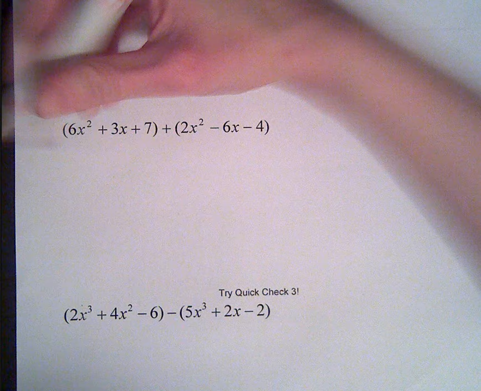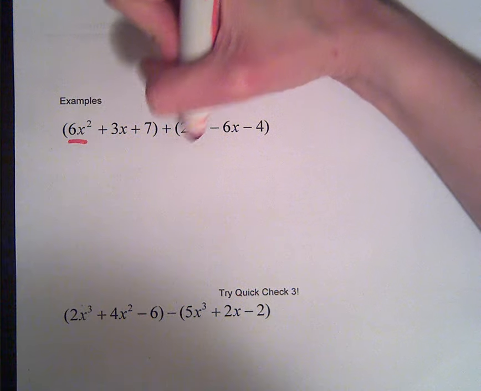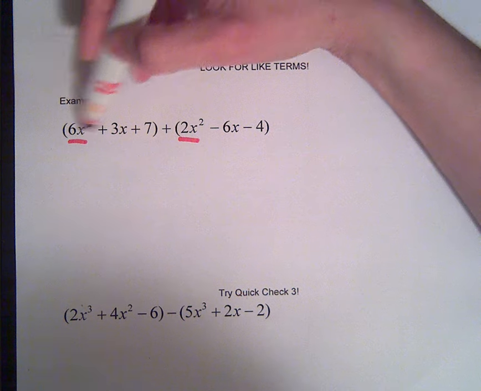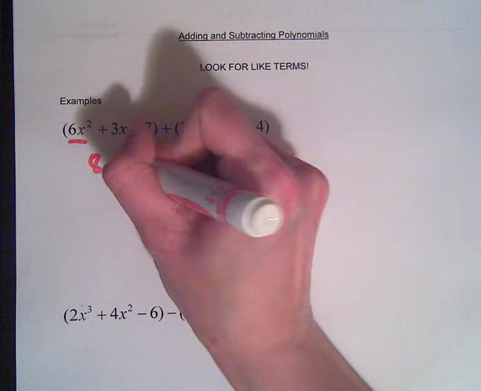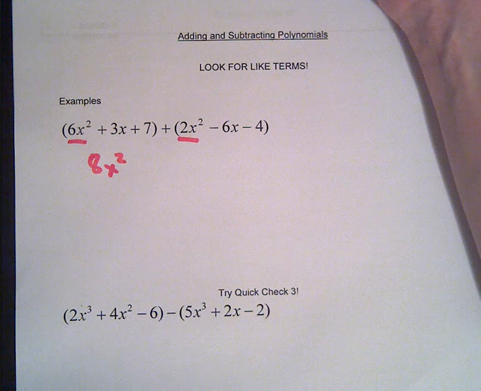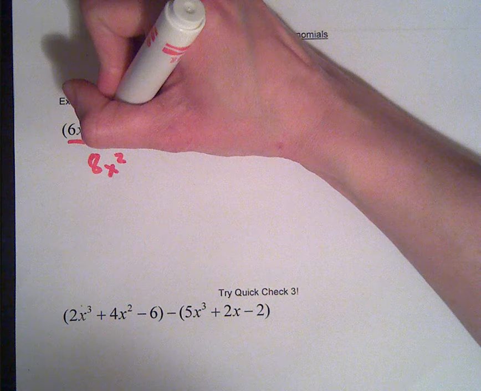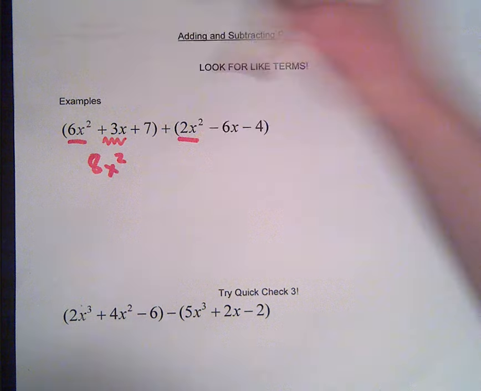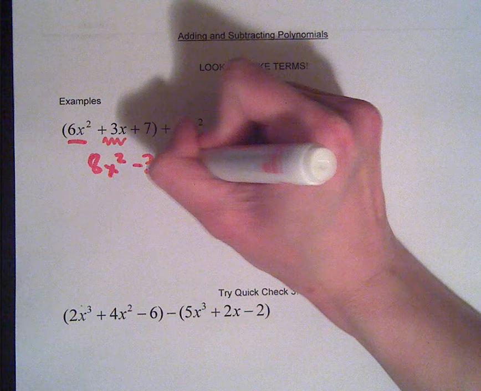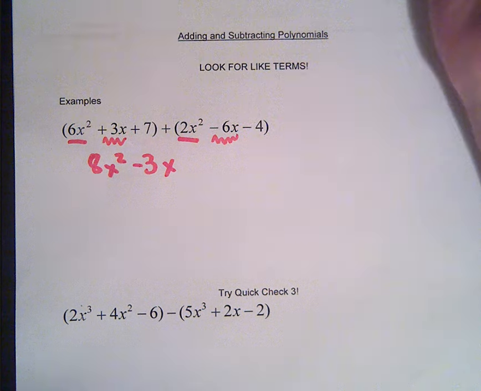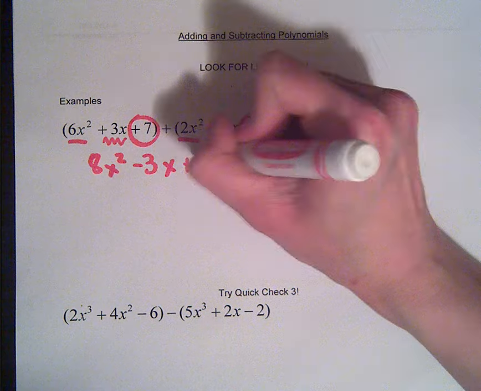I'm going to underline 6x squared and match that up with my other x squared, which is 2x squared. So 6x squared plus 2x squared is 8x squared. Now I'm going to look at just my x's, the variables that have a degree of 1, and I'm going to put squigglies underneath those so I remember and can classify them that way. Positive 3x minus 6x ends up being minus 3x. Be careful of those negatives. And then I just have some numbers left over. So plus 7 minus 4 is plus 3. And that's how we add them.